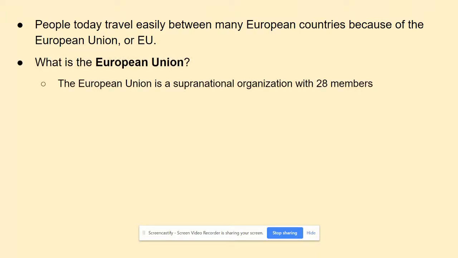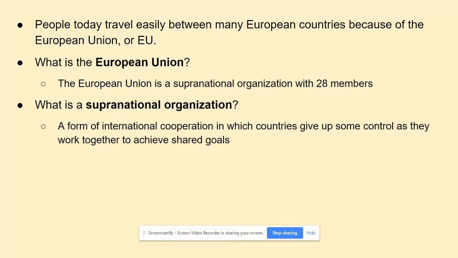So what is the EU? The EU is what we call a supranational organization with 28 members. If you want to take a moment and write down that definition, that's what I want you to understand about the European Union. So what is supranational? A supranational organization is a form of international cooperation where countries give up some of the control that they have in order to work together to achieve shared and common goals. There are other organizations out there that are supranational, but the EU, that's what it is by definition.